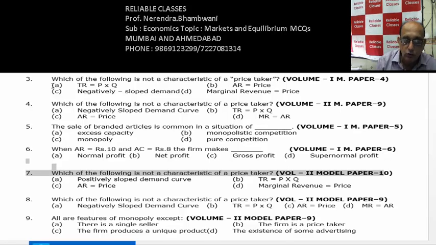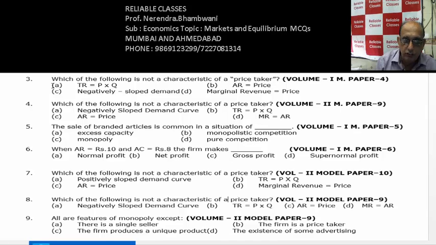Okay, which of the following is not a characteristic of a price taker? 7 ऑब्जेक्ट इसमें तीसरी बार लगातार अलग अलग मॉडल पेपर्स में. Positively sloped demand curve. This is not a feature. TR is equal to P into Q. AR is equal to price. MR is equal to price. These all are the features of perfect competition. An individual seller has these 3 characteristics, but not this one. They have a demand curve which is parallel to the x-axis.